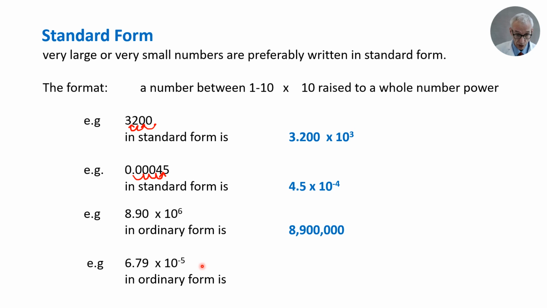What about 6.79 times 10 to the minus 5? What is that in ordinary form? Well, if you've written your answer, I'm going to reveal, otherwise pause. Okay, so that's 0.0000679. So I've moved the decimal place 5 times to the left. Okay, I've divided by 10 5 times.